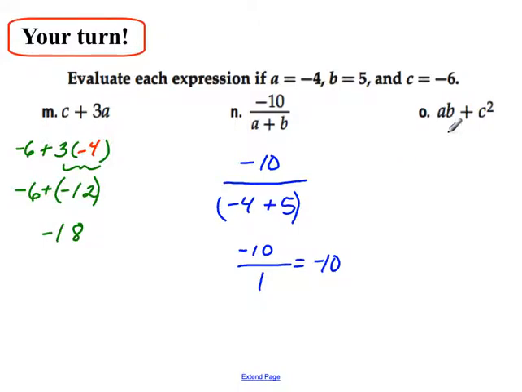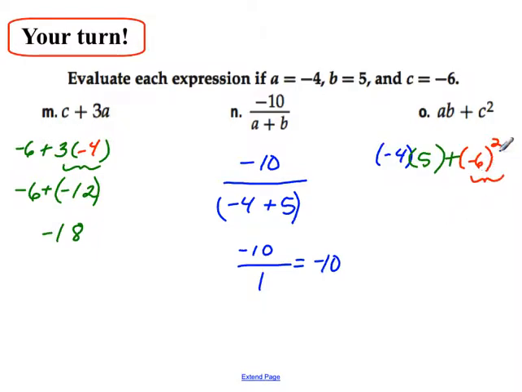Letter O, we have ab. Now when the letters are next to each other, that means that they're multiplied. So a is negative 4, and then we have b is 5, and then we're going to add to that c squared. So c is negative 6, and that is going to be squared.